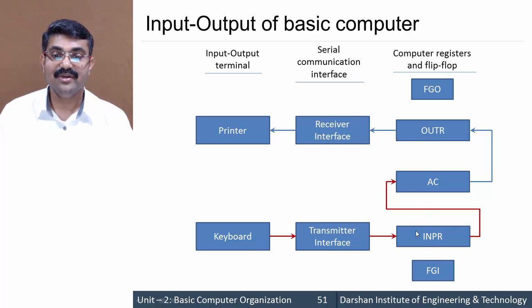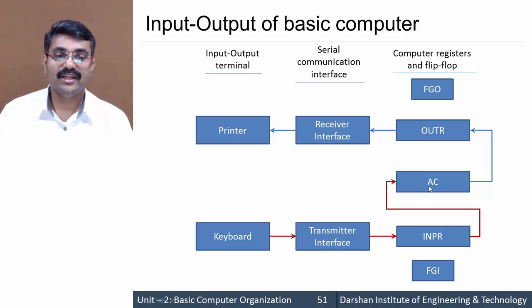Until that time, no input from the keyboard is allowed to enter INPR. Once FGI becomes 0 again, it is allowed to send data from the keyboard to INPR. That means there would be a queue maintained in the transmitter interface. So once FGI becomes 1, the content is shifted from INPR to AC, and FGI is again set to 0 to receive the next input. Now similarly, the output will also work in the same fashion.